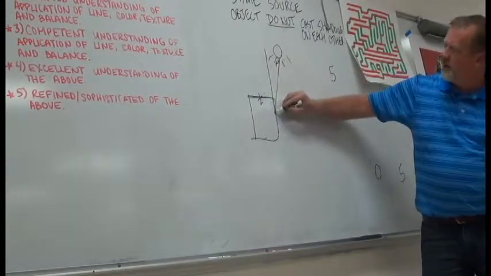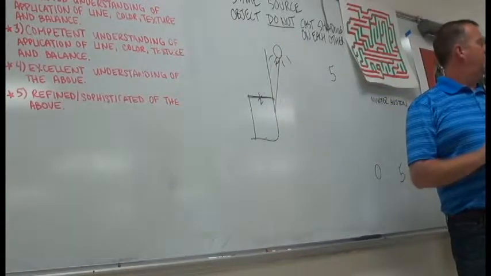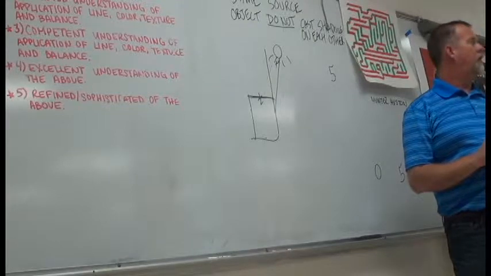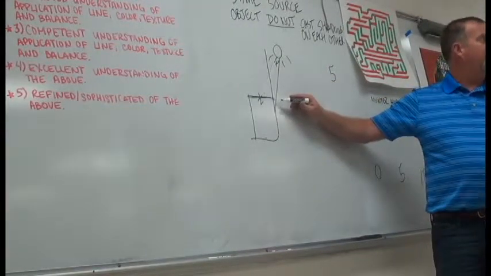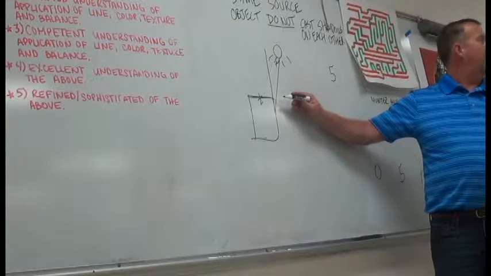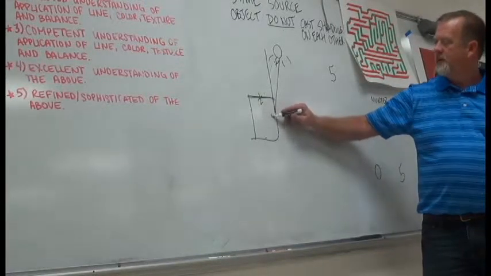Right here is 5, so it would be 6, 4, or no, okay. Because it's getting light, right? So it's going to be on the light side of the value scale. It's going to be on the lower value. Okay?